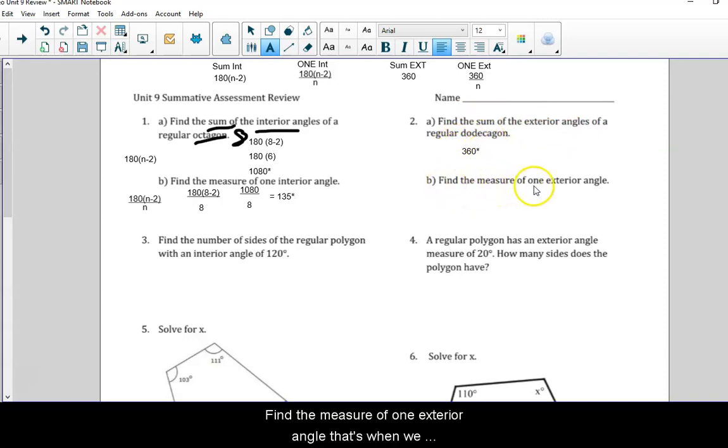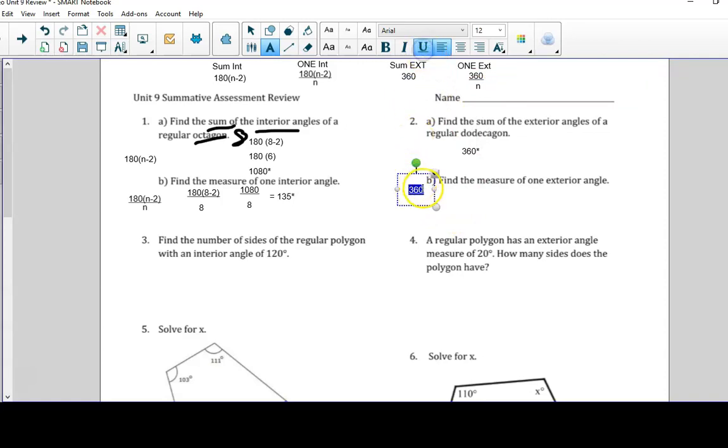Now, find the measure of one exterior angle. That's where we have to get this n involved. So we're going to do 360 divided by n. All right, fine. 360 divided by the number of sides, which in a dodecagon is 12. 360 divided by 12 is 30.